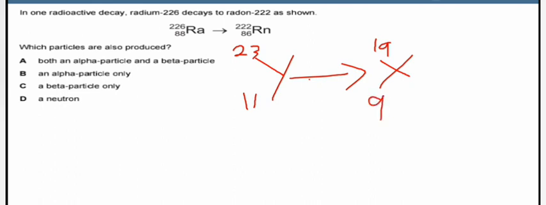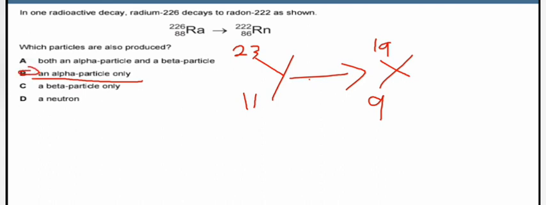Meaning this one is going to have 9. Now, they are saying which particles are also produced. Alright, so this decay, which is being shown for the radium to decay into radon, which is 222, is called the alpha decay. So this one is just showing an alpha particle only. So the answer is just going to be B.